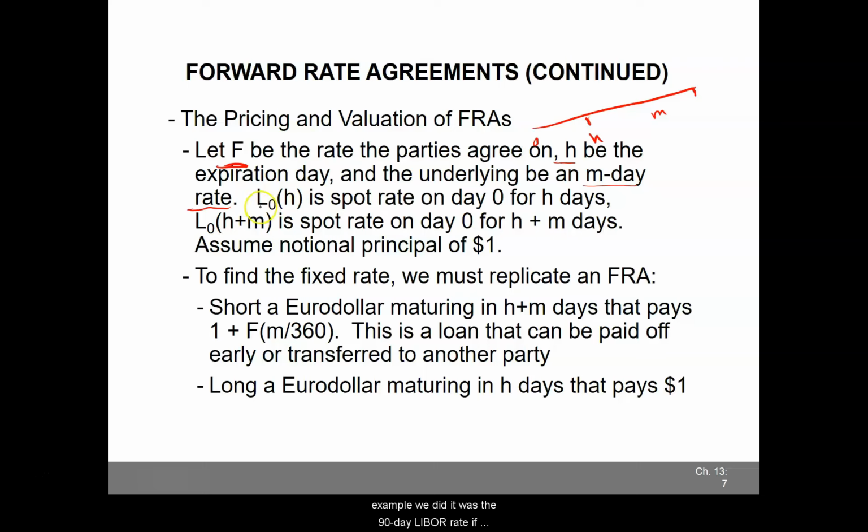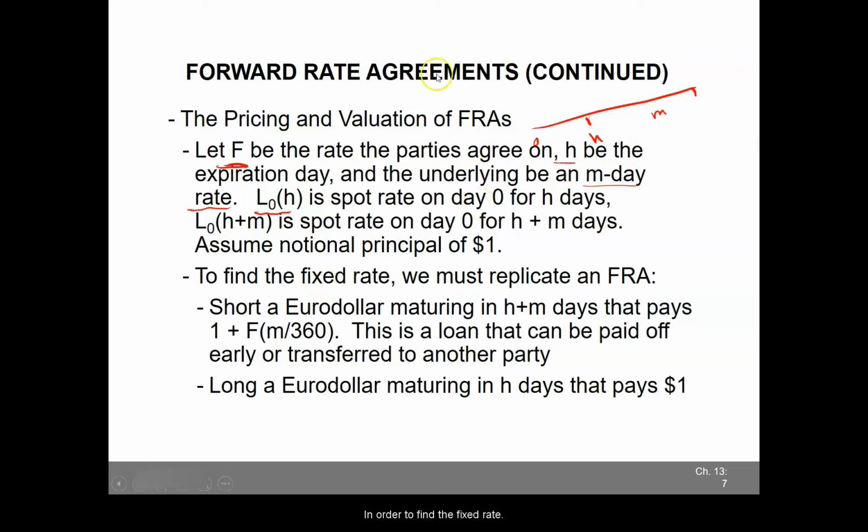Now L0(H) is the spot rate if somebody wants to borrow today for H number of days. In our previous example the expiration was 30 days. So if today somebody wants to borrow for 30 days, what is the interest rate prevailing? And then L0(H+M) is the spot rate on day 0 for H plus M days, which means if today somebody wants to borrow for H plus M days, which in our previous example was 120 days. So you see we have two spot rates here. One is if somebody wants to borrow today for H days, and the other is if somebody wants to borrow today for H plus M days. From our previous example, H is 30 days and H plus M is 120 days. Let's assume that the notional principal is $1.